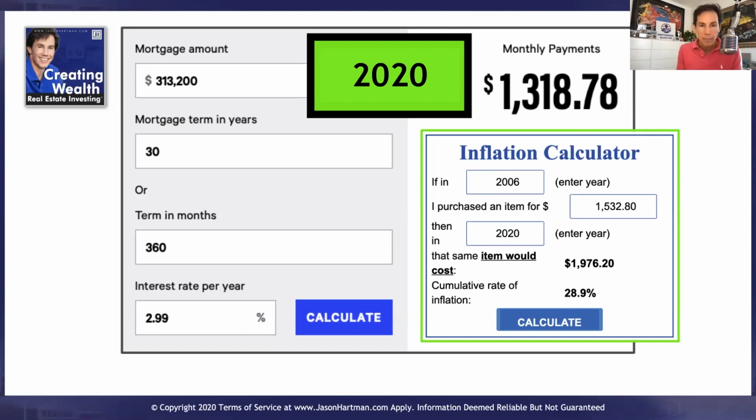But the problem is they get to weight the value of things in the basket. So if one item in the basket goes up in price a lot, but another item goes down, they can weight them differently. And by assigning a different weighting to them, they can manipulate and make the numbers look artificially lower than they are. The other thing they do is they substitute.